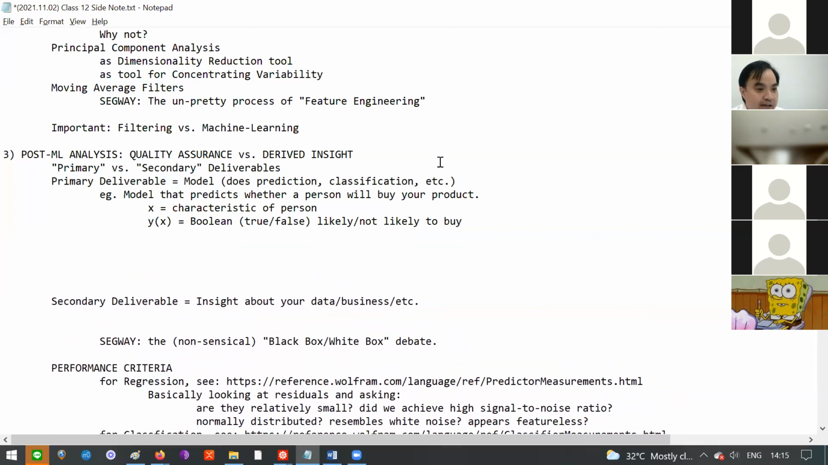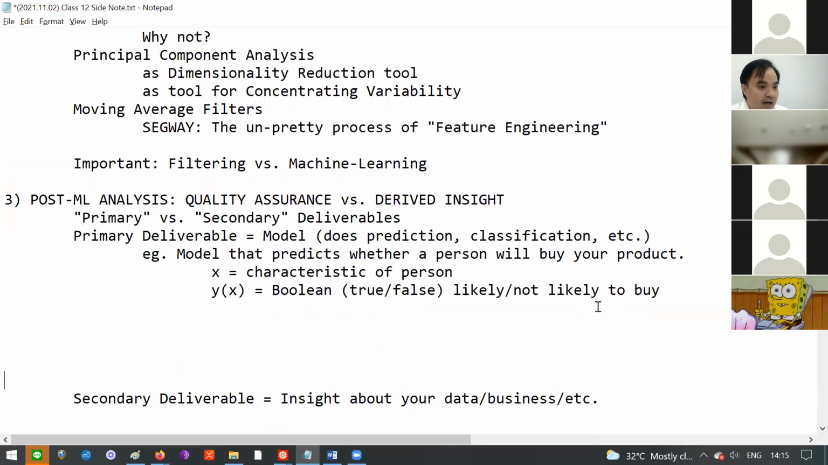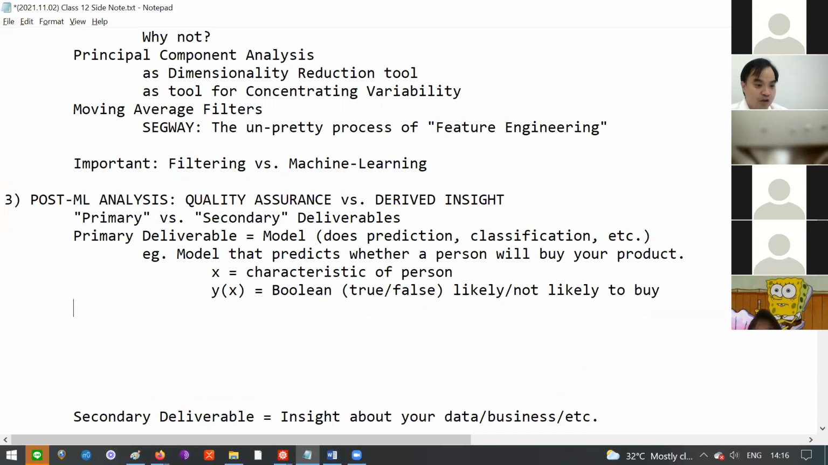Your job is done. As a data scientist, you get paid to build a model that predicts whether or not the person will buy a product. That's it. You're done. You're finished. That's your primary deliverable. That's good. Okay. So, what you want to do? You want to make sure that this is good. So you have to assure quality of your model, and this is where you talk about model performance, right?